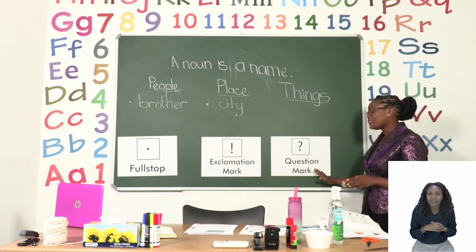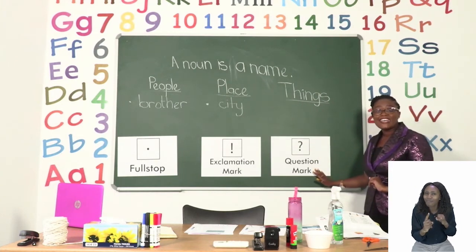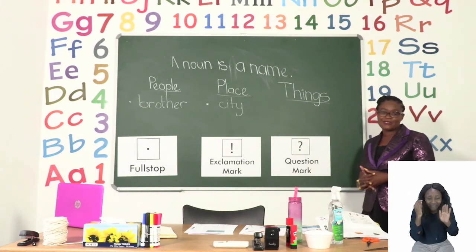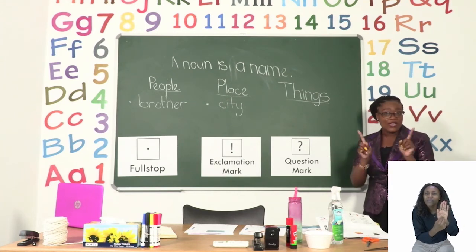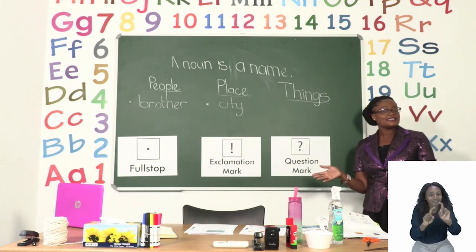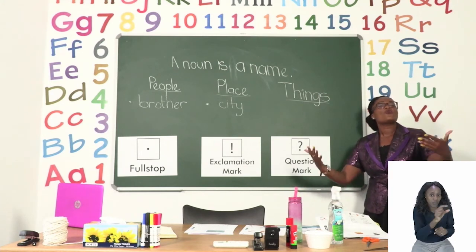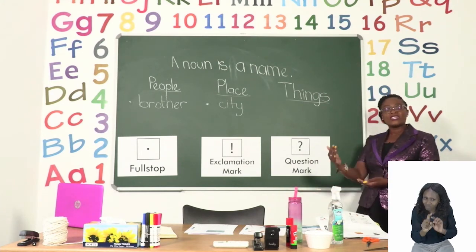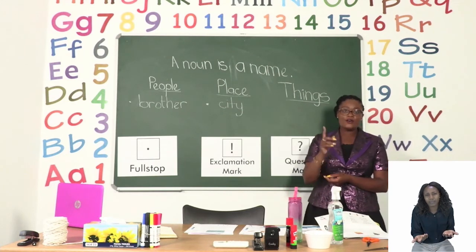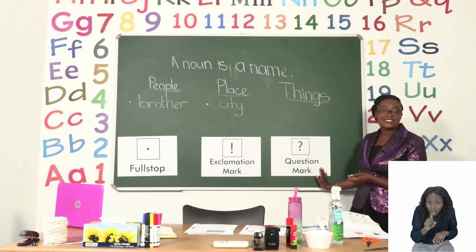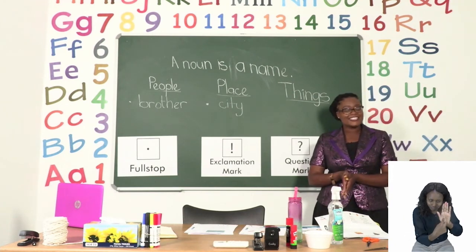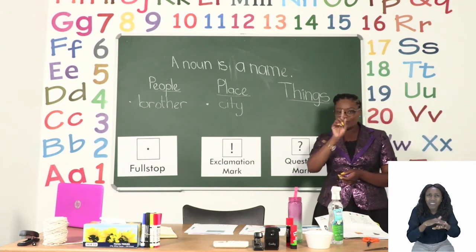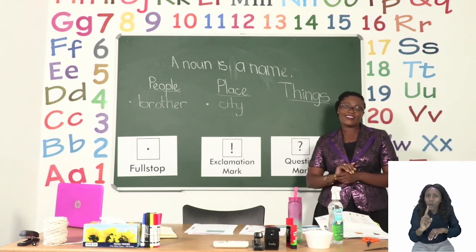Then the last one that I'm sure you also know is the question mark. We use the question mark at the end of a question, not a sentence, but a question. So a question needs to be asked for us to use our question mark. For example, what day is it today? We would put a question mark.